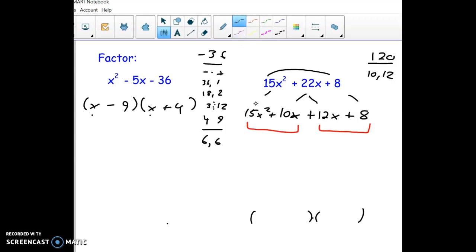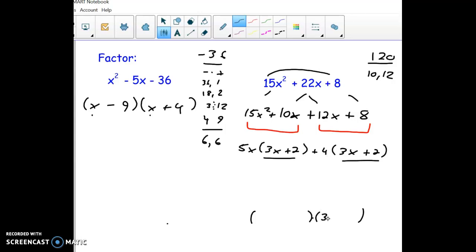So out of the front 2, they're both divisible by 5 and they both have an x. So that would leave us with 3x plus 2. In the back, they're both divisible by 4, so I'm going to bring the 4 to the front. And then that would leave us with 3x plus 2. Okay, and usually that's a good sign. If these match, it's usually going okay.